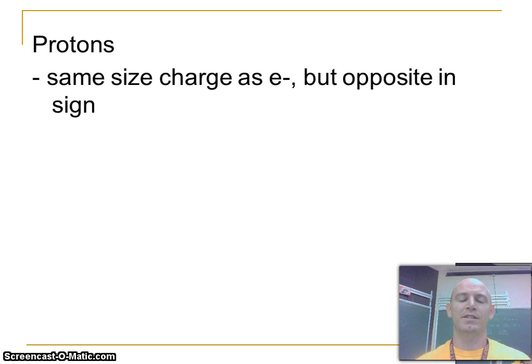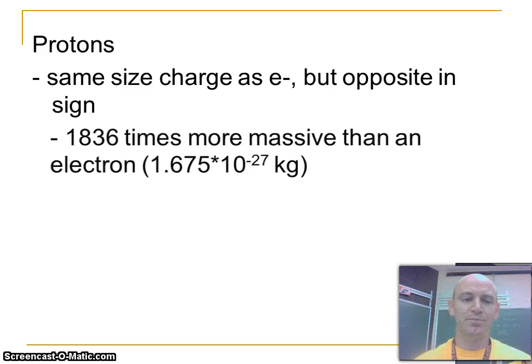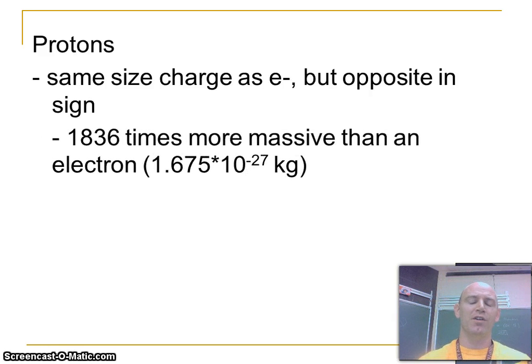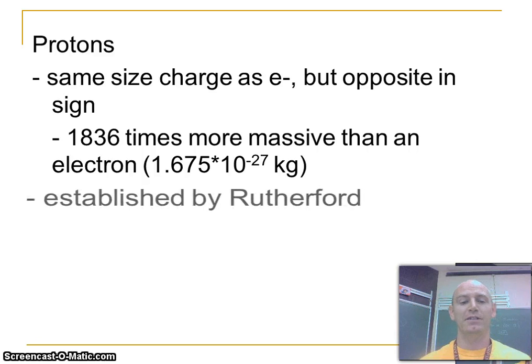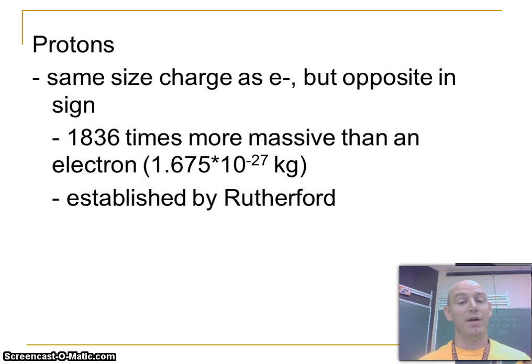So protons, same size charge as electrons, but opposite in sign. And they're about 1,836 times more massive than an electron, or 1.675 × 10⁻27 kilograms. So they're massive compared to an electron, but not very massive compared to just about anything else. And again, these were established by Rutherford.